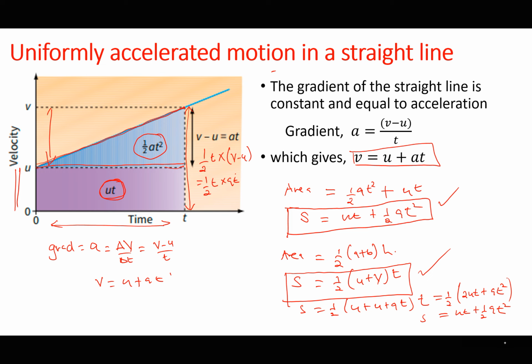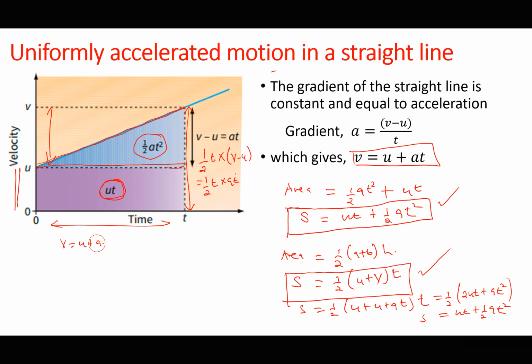Okay, of course, by the way, I can modify s equals to a half into u plus v times t, and maybe I could remove t. So from the first equation, let me try to remove t to show you that it's easier to derive these equations, even though you may not be asked to derive them. If you have the first equation, you have a straight line, it is easy to derive them. So let me see, I have v equals to u plus at.